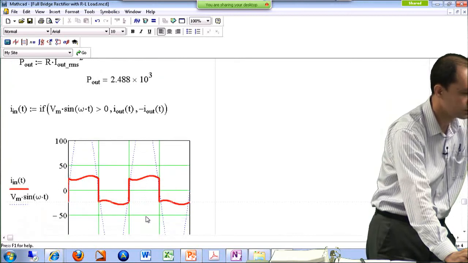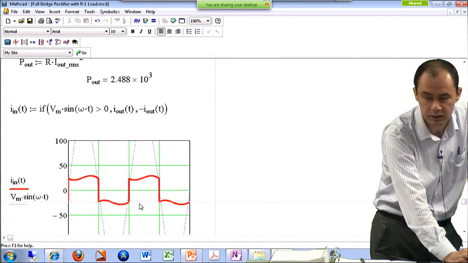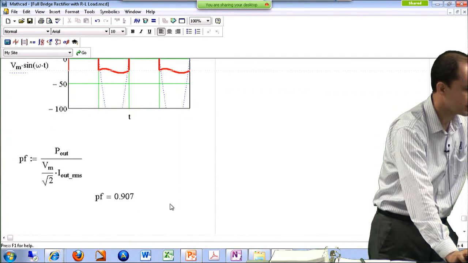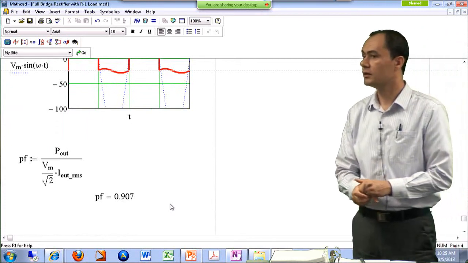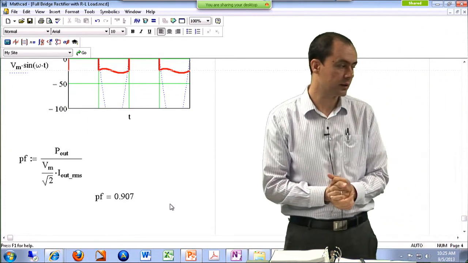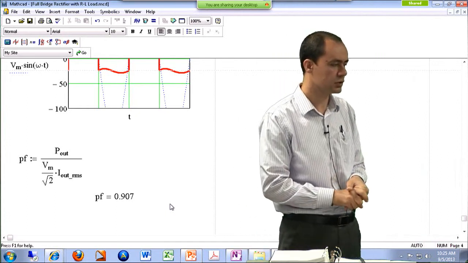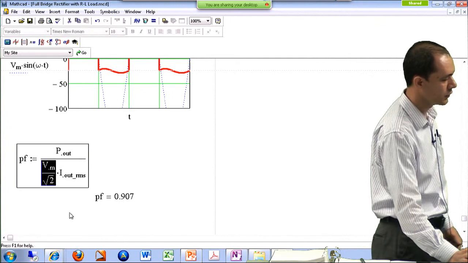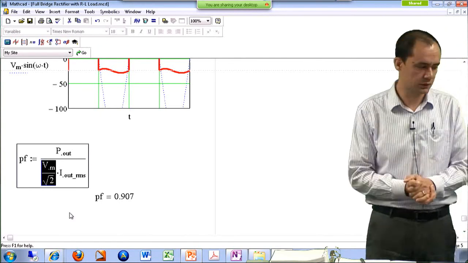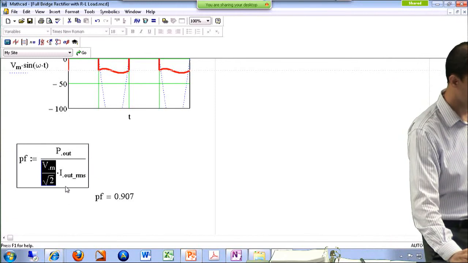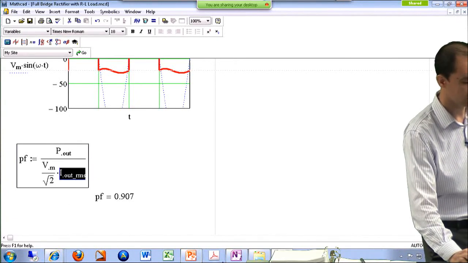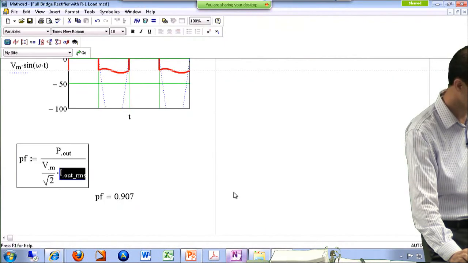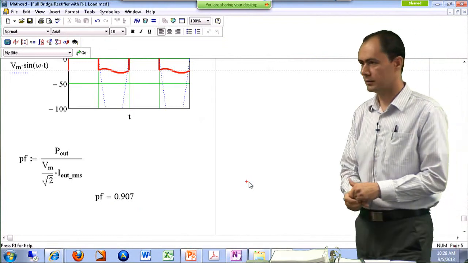And I'm trying to plot the input current, which is this red curve over here, which we already did on one note. And power factor, which is the average value of the power over the apparent power, which is the RMS value of the input voltage times the RMS value of the input current. The RMS value of the input voltage is very easy to find. It's just Vm over the square root of 2. The RMS value of the input current is the same as the RMS value of the output current. I'm actually referring to this equation over here. All right. So your power factor is 0.9.